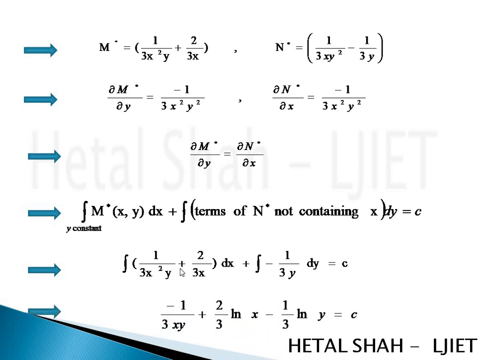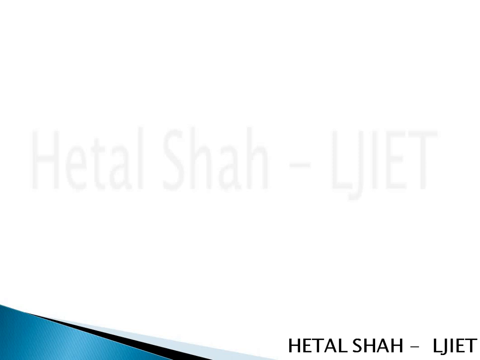So the integration of 1 upon 3x square y with respect to dx: the integration of 1 upon x square is minus 1 upon x. The integration of 1 upon x is log x, so 2 by 3 log x. In the same way, the integration of 1 upon y is log y, so minus 1/3 log y. So this is our final answer. Students, this is our case 2. Now for case 3.